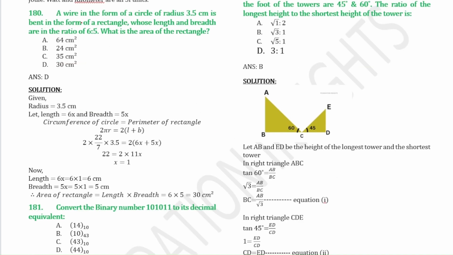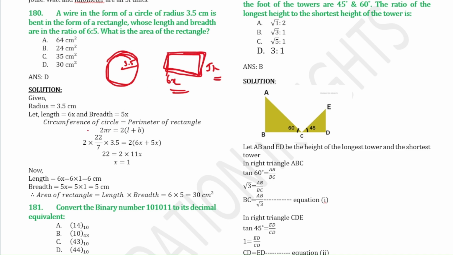Next question, a wire in the form of a circle of radius 3.5 centimeter is bent in the form of a rectangle. So this is a wire in the form of a circle with radius 3.5 centimeters. So this wire is now bent in the form of a rectangle whose length and breadth are in the ratio of 6x and 5x. So we have to find the area of the rectangle. So to find the area of the rectangle, we have to find the length and breadth, right? So if you see this, from the same wire you have made a rectangle. So that means the circumference of this circle will be equal to the perimeter of this rectangle, yes or no? That's what we have written here.